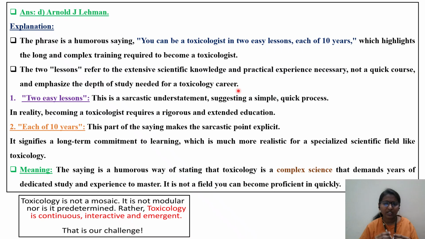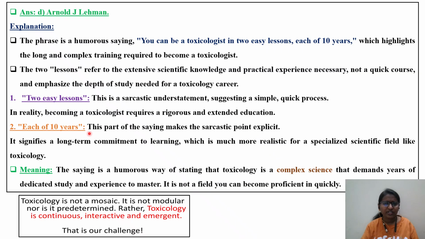That is the reason he's saying this. The first one is two easy lessons, sarcastic and an understatement, suggesting a simple and quick process. In reality, toxicology requires a rigorous and extended education. That is very important. You need to have in-depth knowledge. You have to read n number of books, n number of guidelines. Then only is theoretical knowledge important.